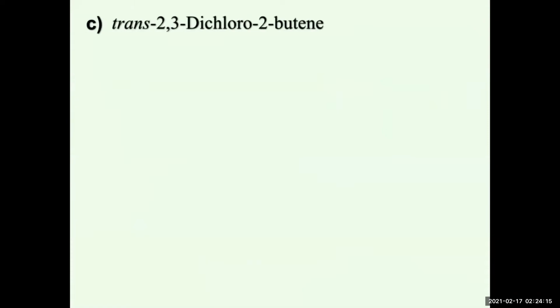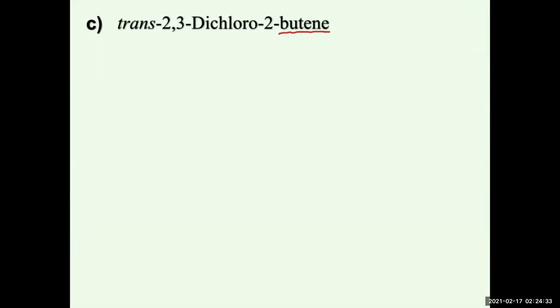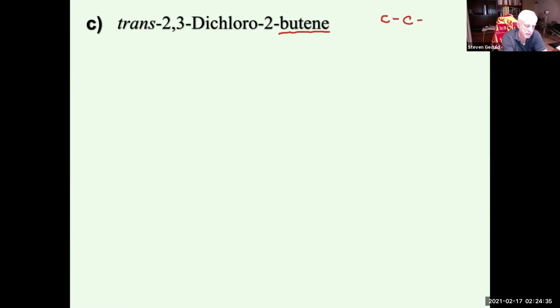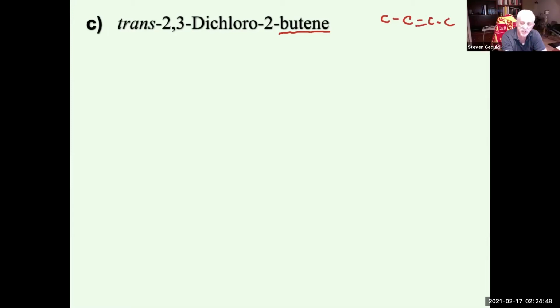All right, perfect. Trans 2,3-dichloro-2-butene. Again, let's work backwards. Butene means what? How many carbons? 4. 4 carbons. So put 4 carbons on a chain. There's your structural formula. The "ene" means what? Double bonded. Double bonded at number 2. Remember, "ane" is single bonds, "ene" is double bonds, "yne" is triple bonds.